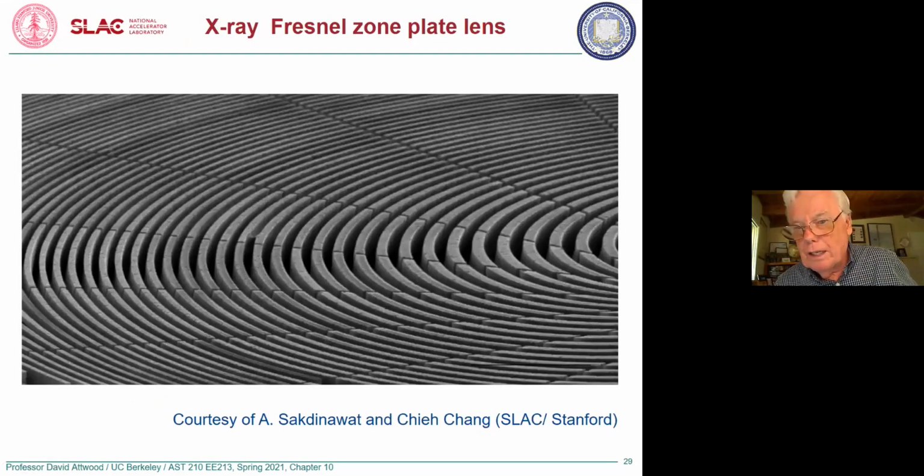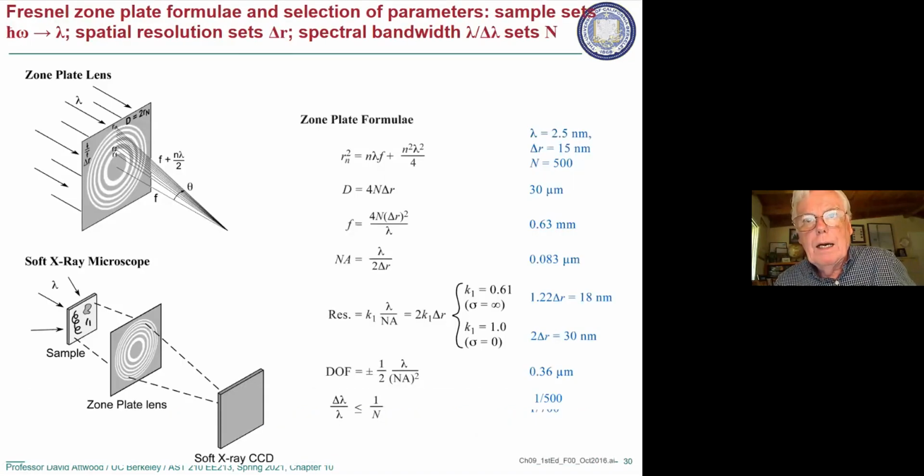Here's what one looks like. This is from Ansek Dinawat and Che Chang in their new lab at SLAC. And this is a zone plate made for hard X-rays. This is some of the formulas and some typical values for different things. So here's our zone plate formula.